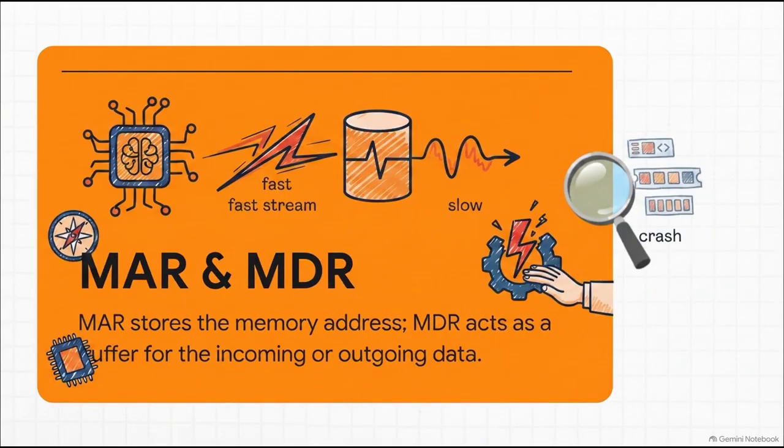Next up, a very dynamic duo, the memory address register and the memory data register. The MAR stores the location in memory that we're about to read from or write to, while the MDR handles the actual data itself. The big takeaway here is that the MDR acts as a totally vital buffer. Why? Because the data moving around inside the processor is moving wildly faster than data transferring outside of it. Without that buffer, the whole system would just overwhelm itself and crash.